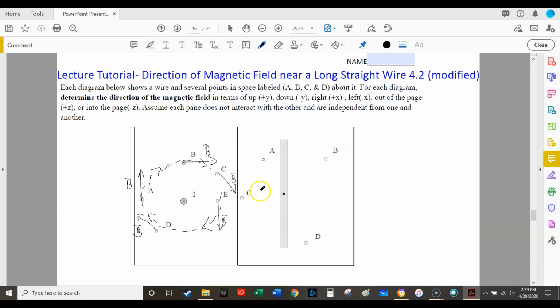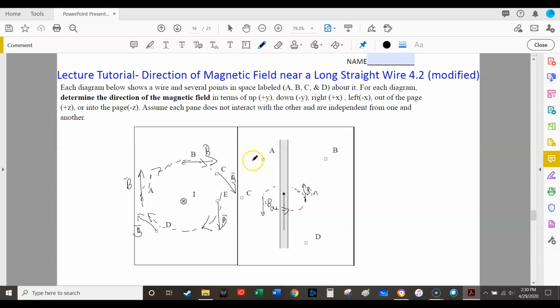Okay, so I'm pointing my thumb up, and it feels like my fingers are curling around the wire, and they're going to be curling in this direction. So it looks like my fingers are going into the page, and over here the B field is going to be out of the page. The B field in between us and the wire is going to be just to the right, and on the other side of the wire it will be to the left.